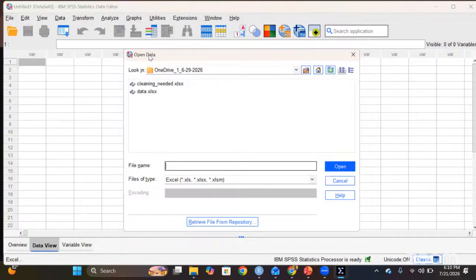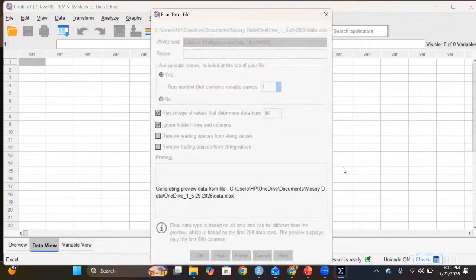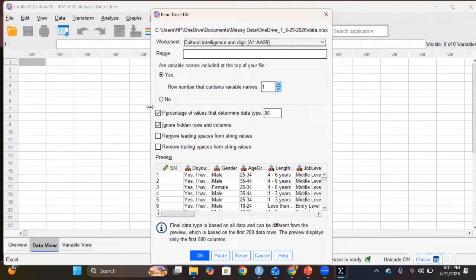So we go to Excel. This is the data we want to work with. I'm going to click on Open. Then SPSS will give me a dialog box that I will walk through. Are variable names included at the top of your file? If it is no, I will say no. If it is yes, I'll click on yes. This helps SPSS know where the data will start from.